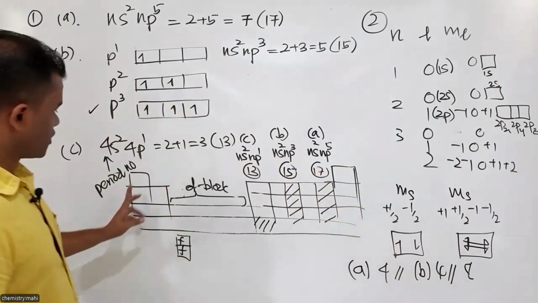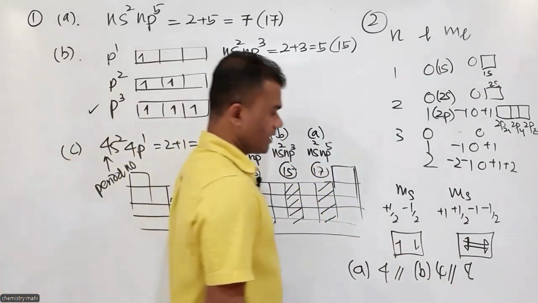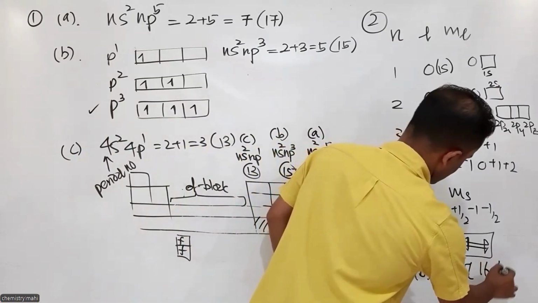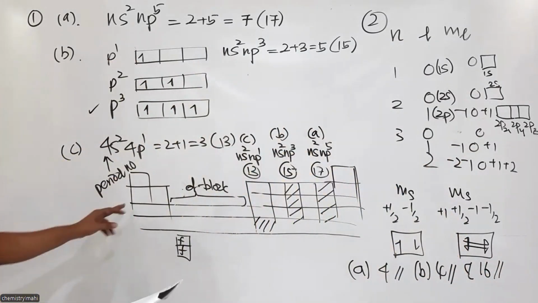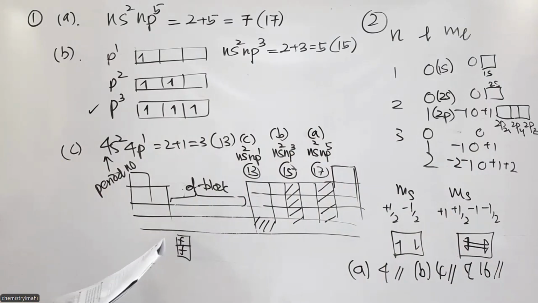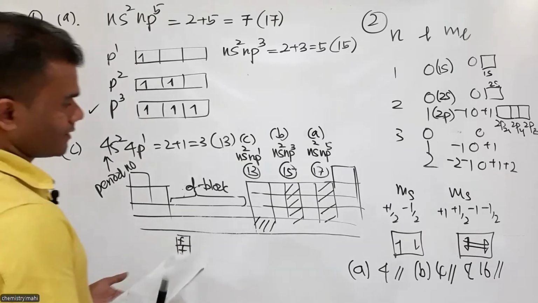Yes. Instead of 8 elements, there should be 16 elements. There can be 16 elements in the second period. That's what they ask. Then 4 and 16. Part C: how many elements would be contained in the first transition metal series?